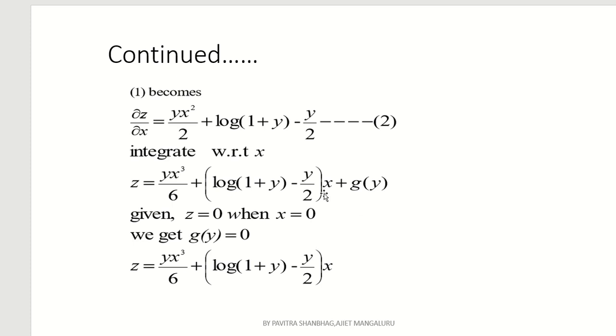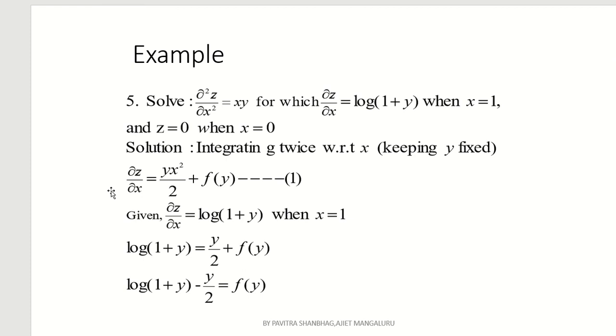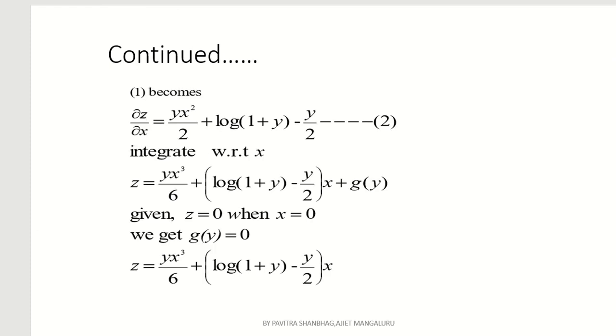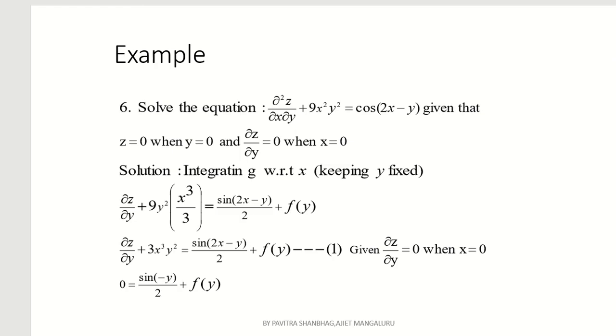Now g of y. Now use the second condition. What they given? z equal to 0 when x equal to 0. Apply that condition and find the value of g of y. See z is 0, x also 0. So completely g of y equal to 0, because 0 into any quantity is 0 here. Obviously z equal to what? x³y/6 plus log of (1+y) minus y/2 into x. This condition we have used just to find f of y and g of y, right? Okay, now let's move to the next problem.